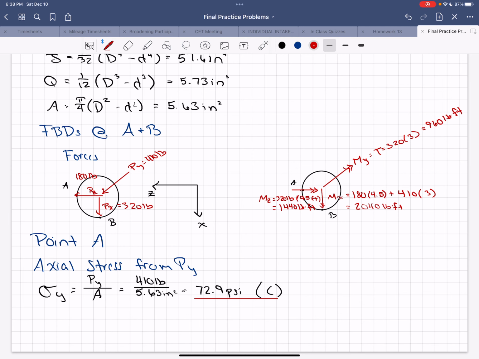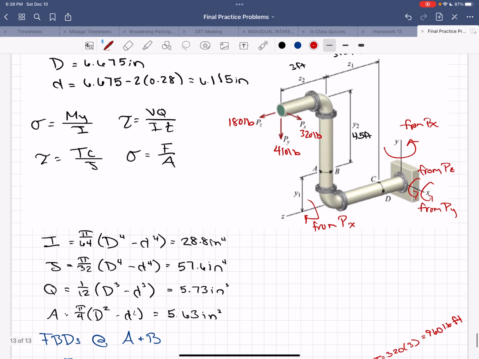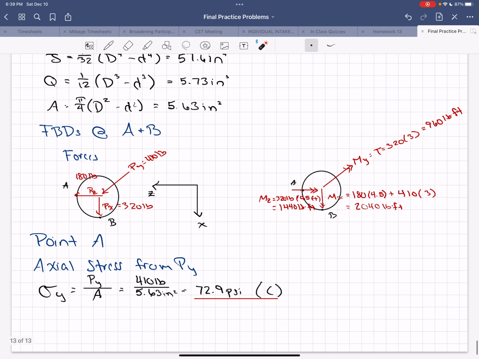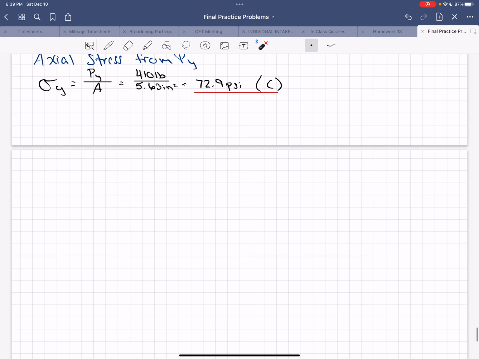All right, next stress. Let's look at the shear stress that's going to be caused from PX. So PX of 320, we just move it down to the top here of A, and we will look at the shear stress from PX.